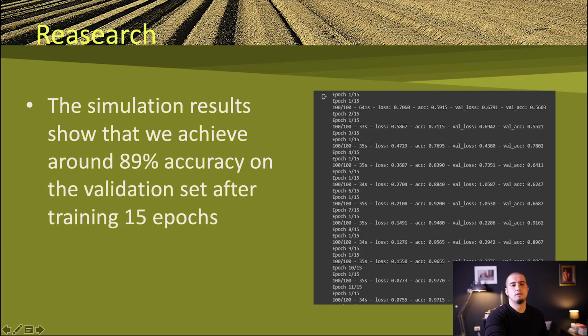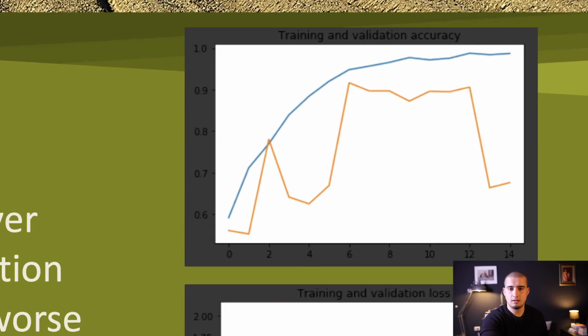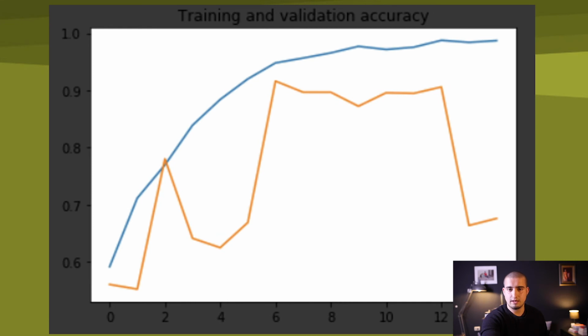Okay, the simulation results show that we achieve an accuracy of around 89%, which is pretty good, and it also shows that the training accuracy is increasing, as we can see on the graphs here on the right. Maybe I can zoom them in. This is the first, the training and validation accuracy, and the second, the training and validation loss.